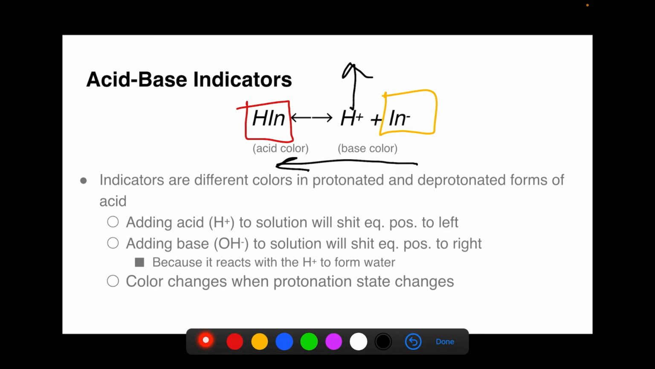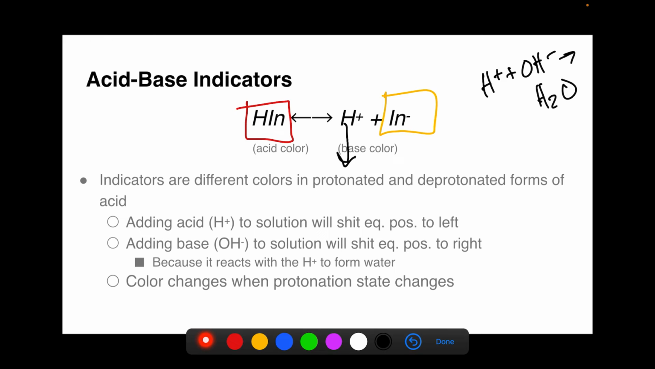indicates an acid. On the other hand, if we add base, recall that the base, the OH-, will react with H+ to form neutral water. Therefore, we're essentially decreasing the H+ concentration and causing a shift in the equilibrium position to the right, therefore producing more of the deprotonated state and turning the solution yellow, which indicates a base.